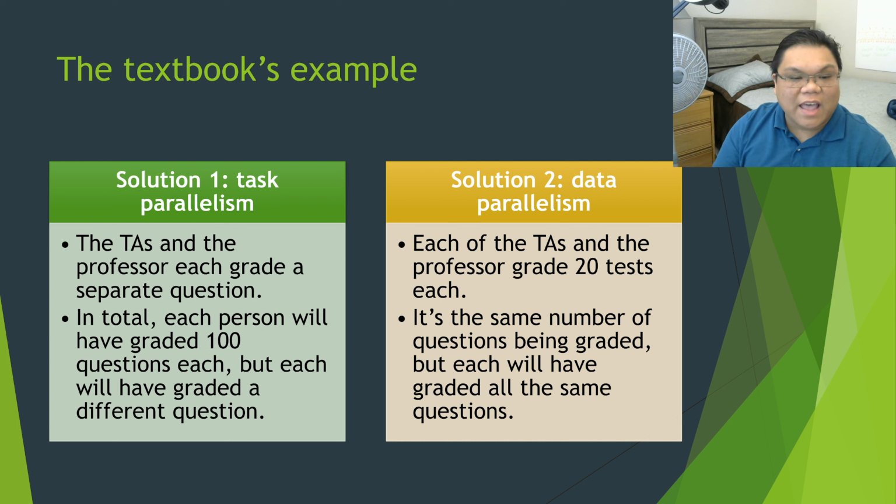The TAs and the professor each grade a separate question. In total, each person will have graded 100 questions each, but each will have graded a different question. That's solution 1, and it turns out that it's an analogy to task parallelism. They're all given the task of grading a question, but they're all grading different questions.